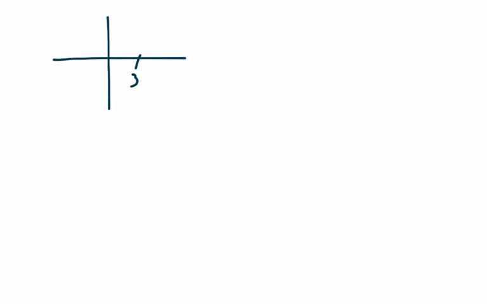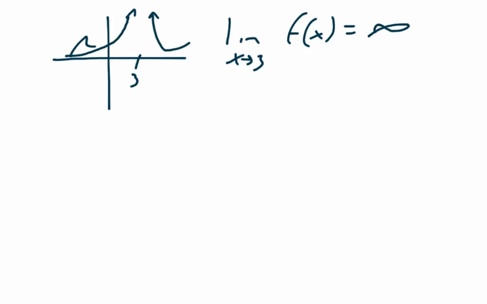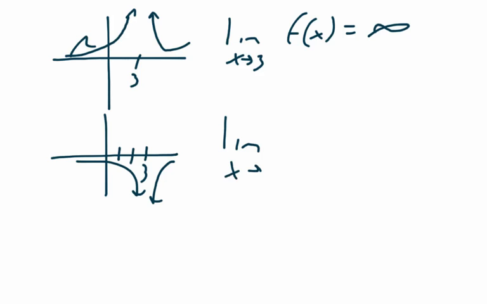Alright, so we started out by looking at these graphically, and so I'm going to take a look at the three graphs. When you graph something, if you have both going up, we got the limit as x approaches 3 of f of x here to equal infinity. And of course, if we went down, the limit as x approaches 3 of f of x equals negative infinity.